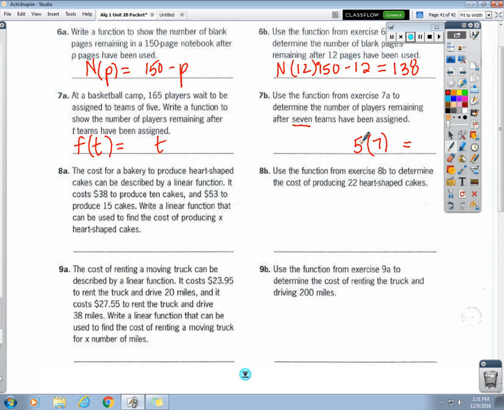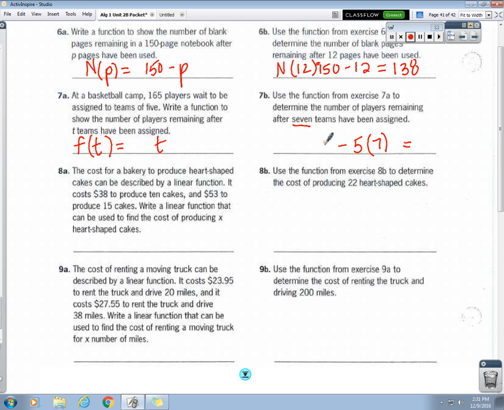And there's 5 players per team, but then what would you do with that to figure out how many players are still left? Subtract it from how many players you started with. Okay, because you started with 165 people standing there, but you're taking them away 5 players at a time for the team. So that would be 165 minus 5T. So P of 7 equals what? 130. Because 165 minus 35 is 130.